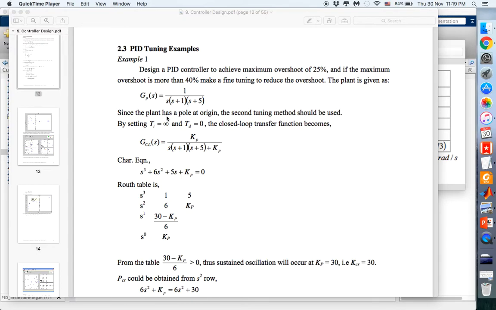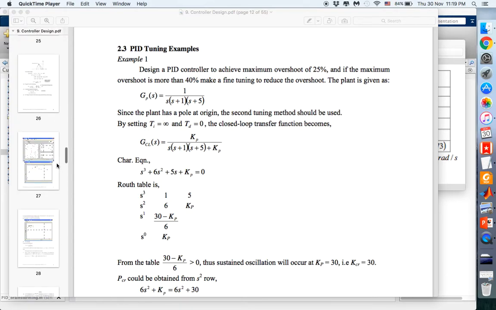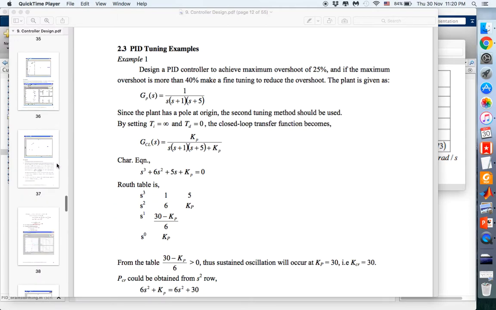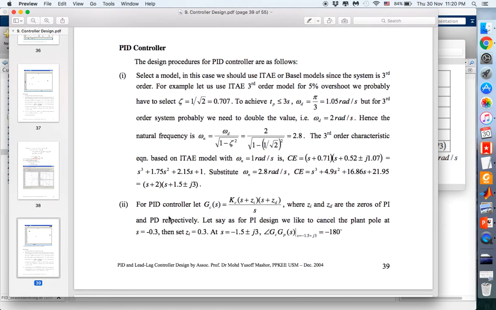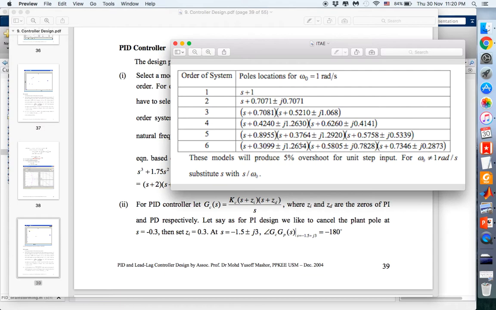Firstly, please refer to page 39 in the lecture notes. We will use this as the procedure for our PID controller. Since we have a third order system, we will use the ITAE model for our design. This model is for 5% overshoot for a unit step, but we are required to have a maximum of 25% overshoot.